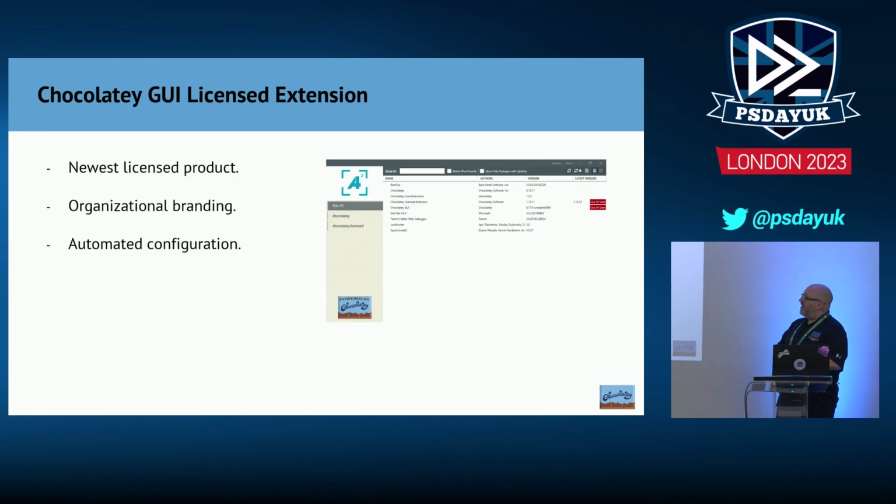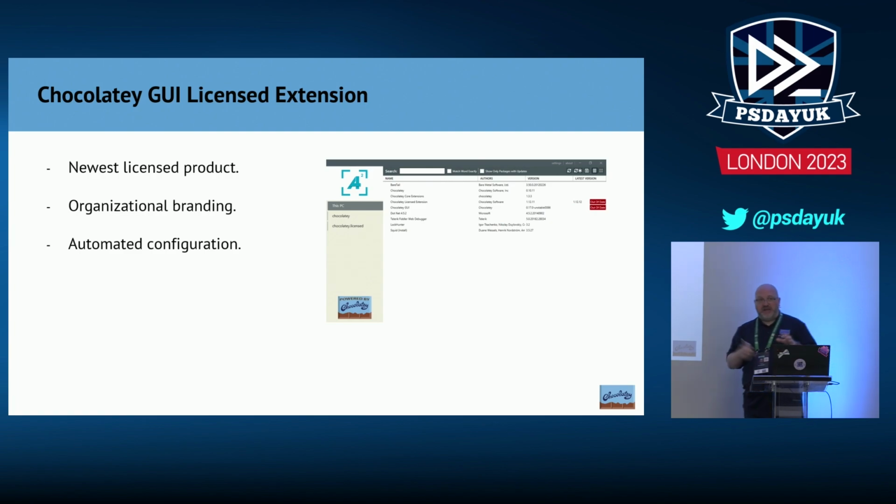Chocolatey GUI license extension, I'm just going to touch on that a little bit because it's one of our newest products. That's a 1.0.1 release just now. We've only had a few releases of that, but it effectively allows you to organizationally brand Chocolatey GUI. So whatever the logo for the company you've got, that will appear in Chocolatey GUI, and it'll also appear when you start it up as well. And it allows you to configure Chocolatey GUI as well.